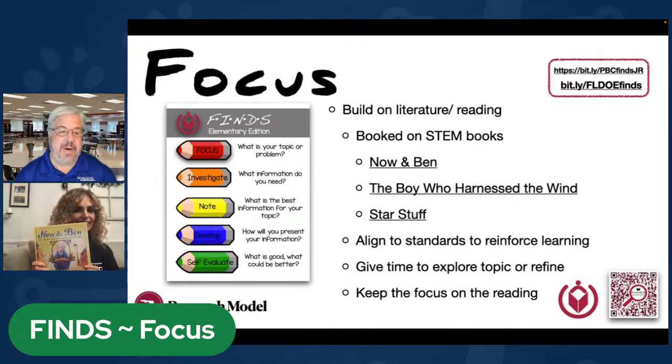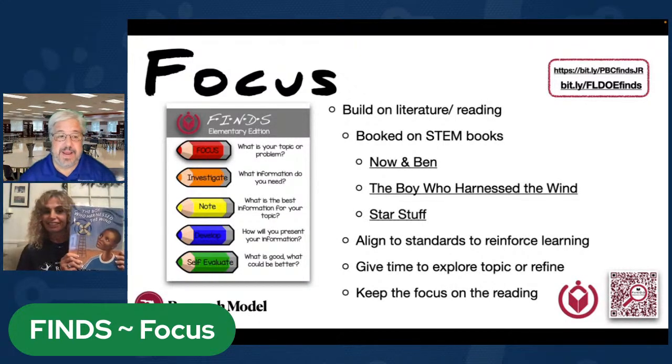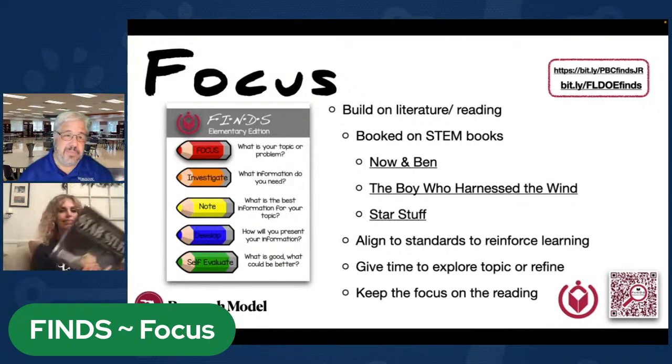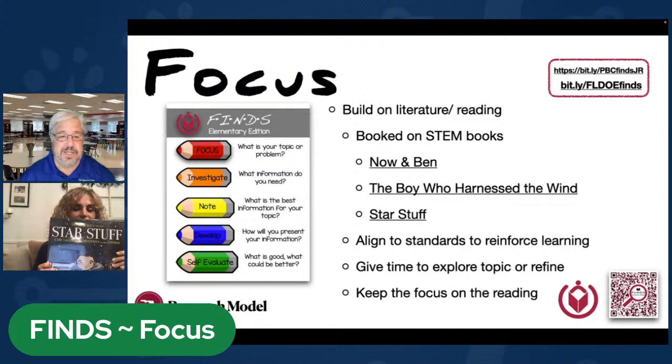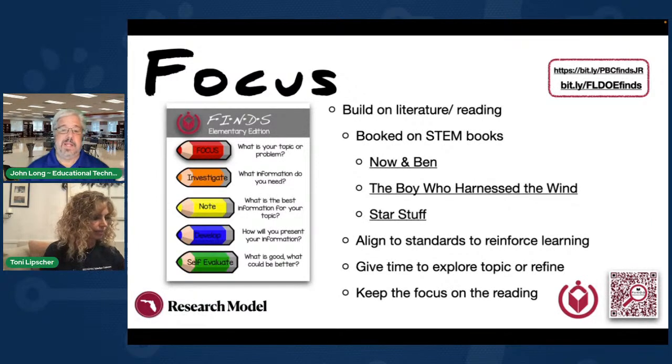So we used Now and Ben for kindergarten. We used The Boy Who Harnessed the Wind for third grade, talking about energy sources. And we used Star Stuff, which is a third grade book in Booked on STEM, but we actually used it for fifth grade because they were getting ready to take their Florida Science Standard test, which is a tested benchmark. And so we wanted to reinforce that. So that's another thing: besides building on literature, we want to align to standards.